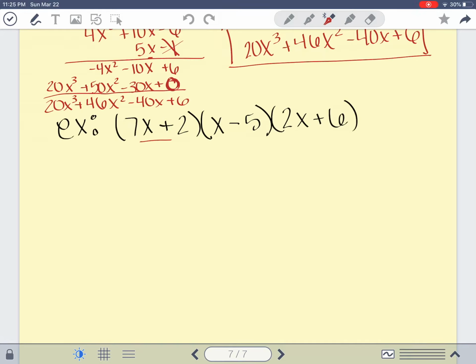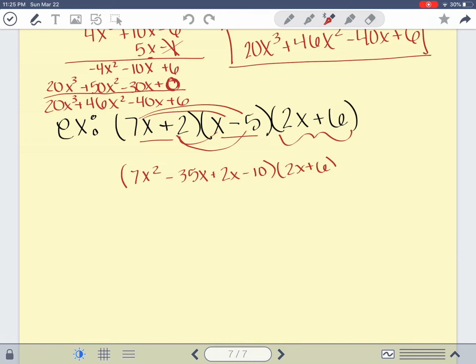Alright, and then the next one. Again, we're just going to multiply these two binomials first. So I've got 7x times x. I get 7x squared. 7x times a negative 5 gives me negative 35x. 2 times x is plus 2x. And then 2 times negative 5 gives me a negative 10. And I bring along this other binomial. To make it a little easier on myself, I'm going to go ahead and combine these like terms.